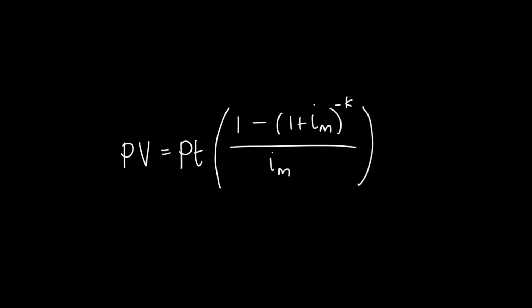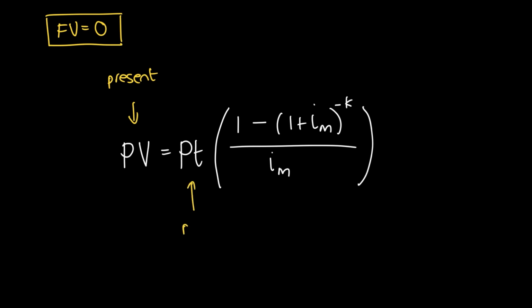So we're looking at the annuity formula when the future value is equal to 0. This formula is only going to work when the future value is equal to 0. The present value is equal to the payments, and these are your monthly, quarterly, etc. payments. So it's the payments per period. The K is your duration.